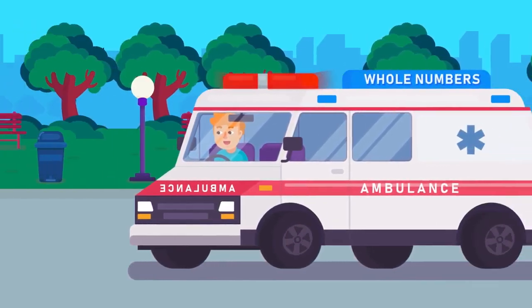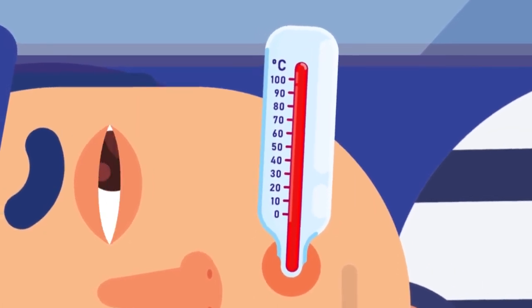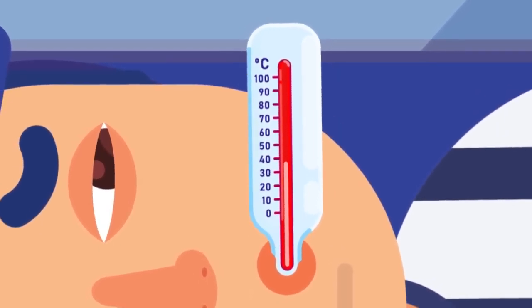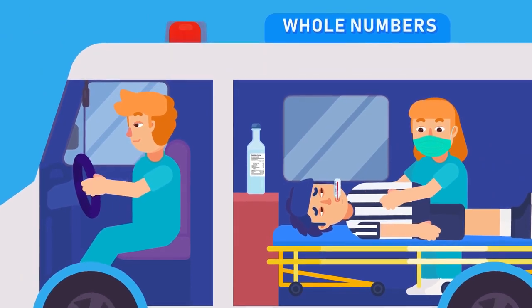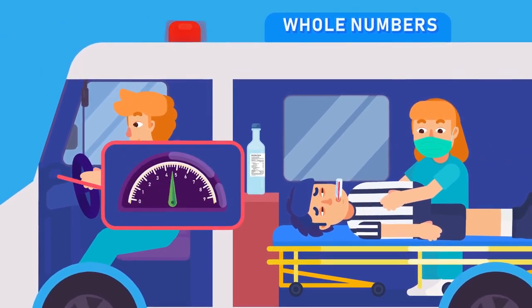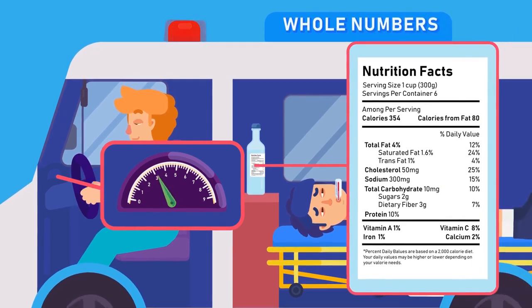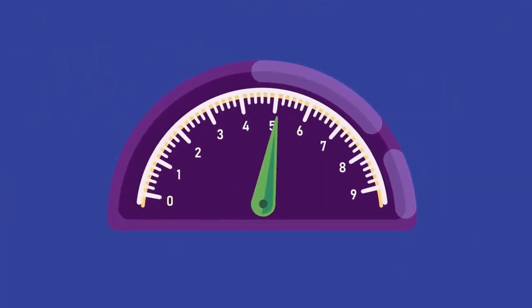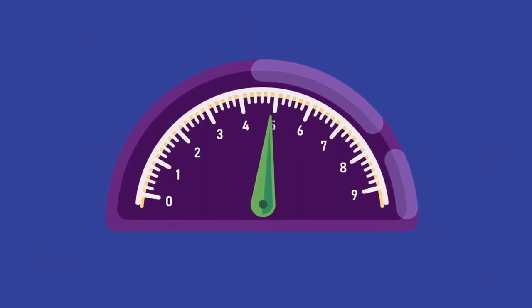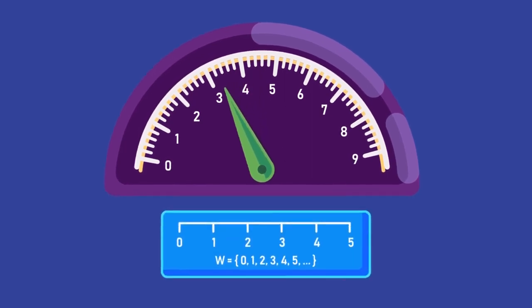Whole numbers. What about thermometers? Why do they start counting from 0? For some purposes, we also count objects including 0, such as measuring the speed in a speedometer, or even to provide information in a nutrition label. In set notation, these natural numbers, including 0, are called whole numbers. Therefore, a set of whole numbers will look like these notations.